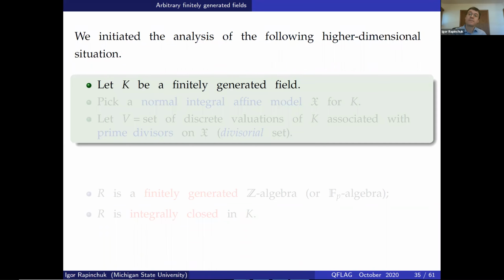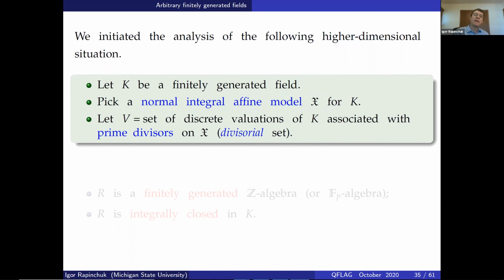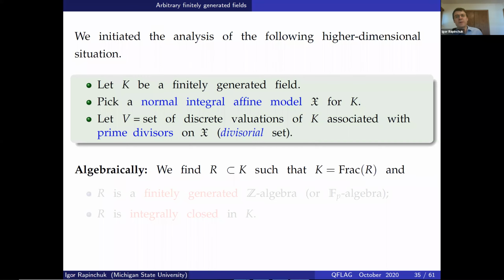Now, what is the setup? Well, K is now a finitely generated field. For such a K, we can consider models of the field, that is to say normal integral affine schemes whose function field is K. And for any such model X, we have the corresponding divisorial set, that is to say the set of discrete valuations of K associated with the prime divisors on X. Okay, so this is a geometric description of the setup, but it's also possible to phrase this in purely algebraic terms.